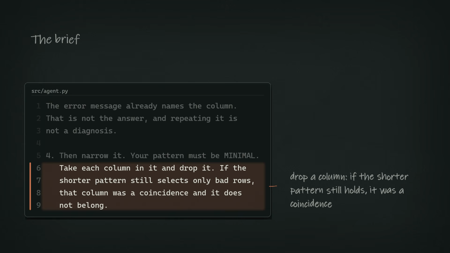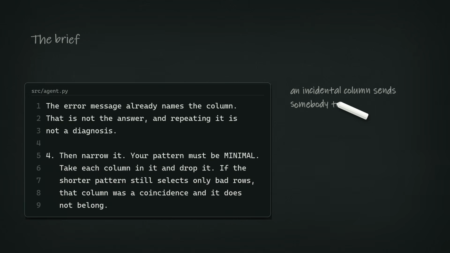A pattern with an incidental column in it sends somebody to go and fix the wrong system, and then check it in the other direction. Find rows that match part of the pattern, but not all of it, and confirm they are fine. That is the difference between a cause and a coincidence.